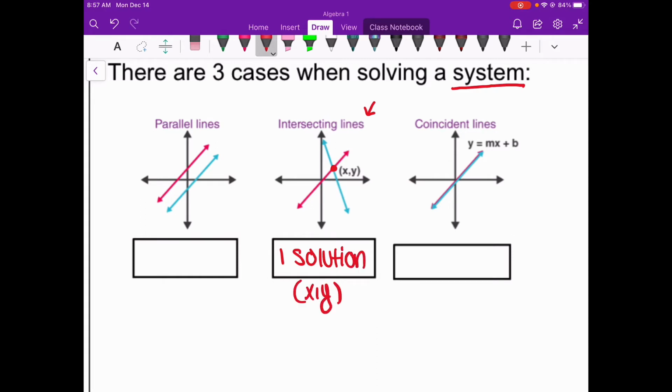If the lines are parallel, that means they never intersect. So in this case, we would say there's no solution.